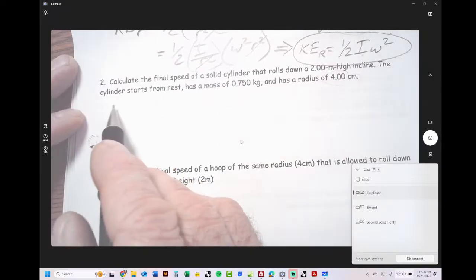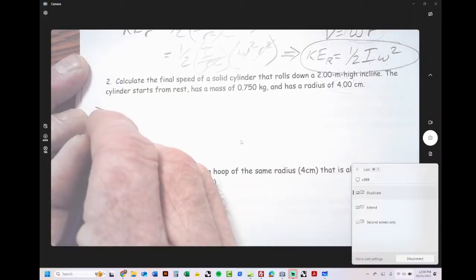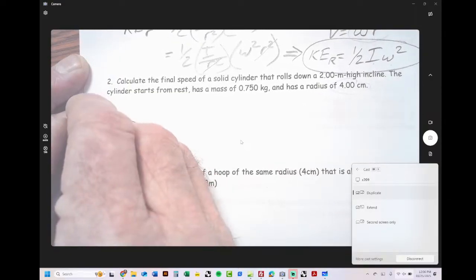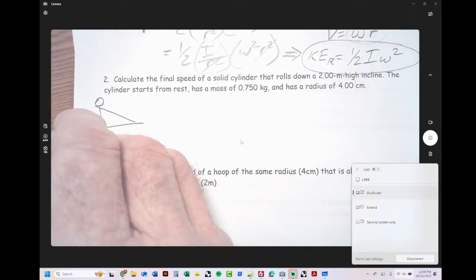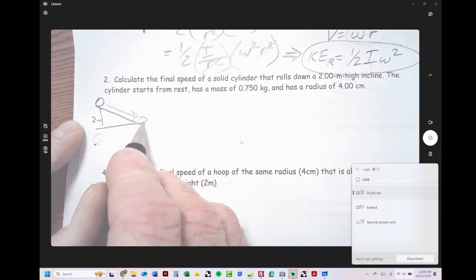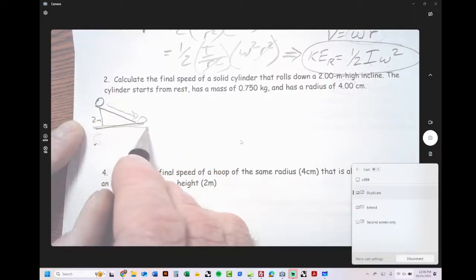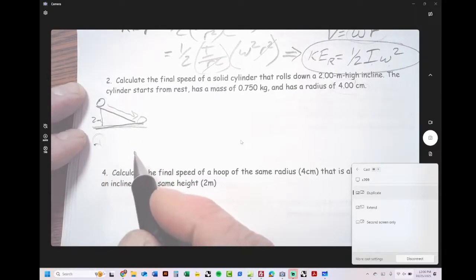Okay. I'm going to have to write really small. I'm going to draw a diagram too. You don't need to draw the diagram, but I'm just doing it because I'm a teacher. I'm trying to teach. So here we have the cylinder, and its height is 2 meters, and it's going to roll down here, and we want to figure out how fast it's going to be going when it gets to there. And a month ago, if I had given you this problem, how would you have solved it?